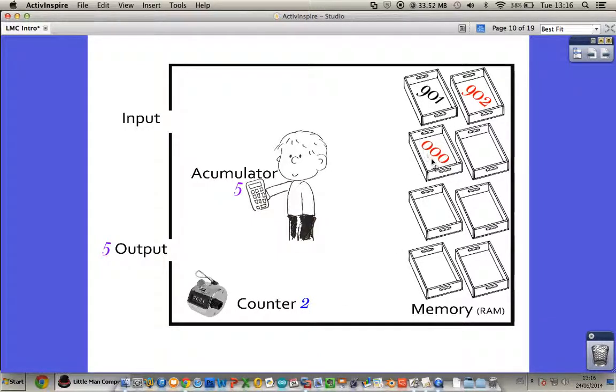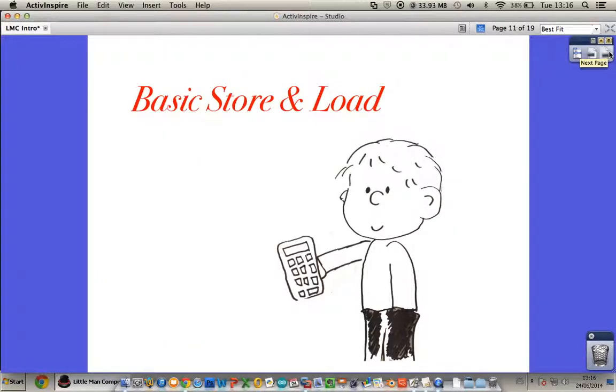Actually, there's nothing in basket 2. So the computer will halt. And 0 is the command to the computer to halt. That's it. An input and an output. But that's not really much use. So we're going to have a very quick look at how we can store and load information in our little man computer.